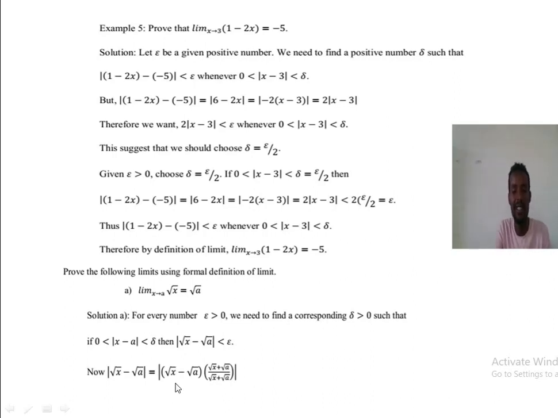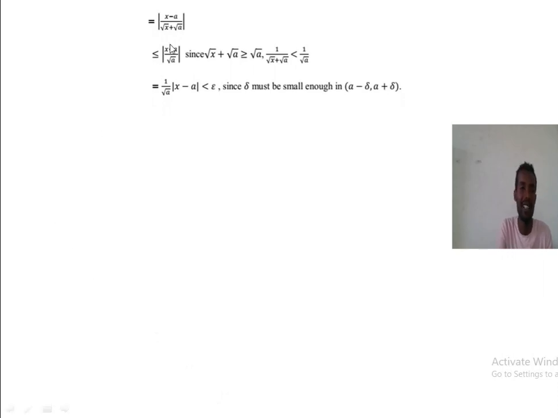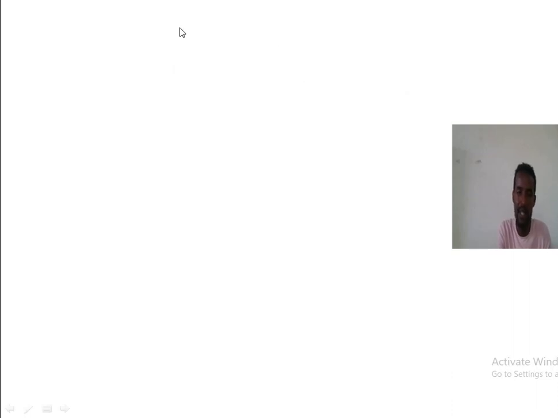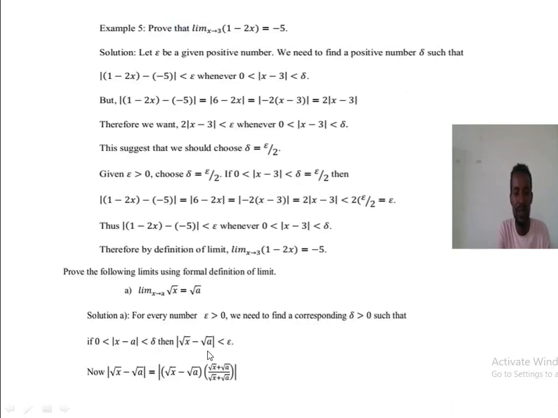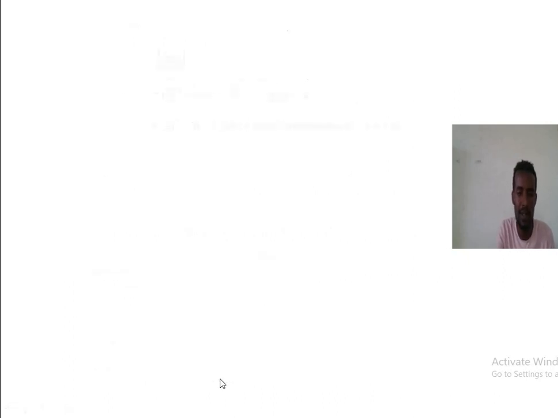So what does it look like? Multiplying, we have the square root of x minus the square root of a, times the square root of x plus the square root of a, the whole over the square root of x plus the square root of a. Now by simplifying this, we have the absolute value of x minus a over the square root of x plus the square root of a. Why? Because the square root of x minus the square root of a times the square root of x plus the square root of a, using the rule a minus b times a plus b, is the same as a squared minus b squared. So this becomes x minus a, the whole over the square root of x plus the square root of a.